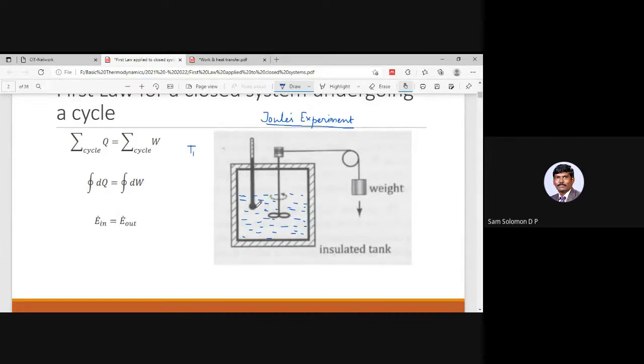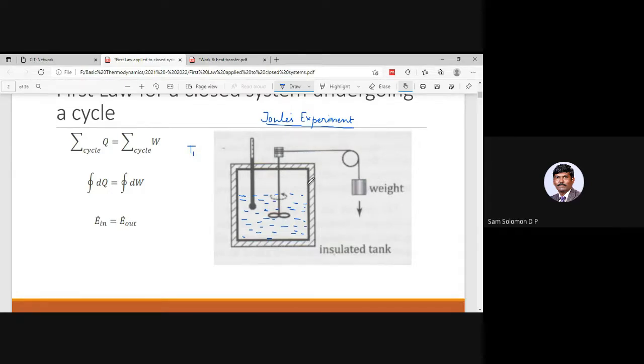There is a stirrer. There is a thermometer. It is a perfectly insulated tank. The initial temperature is measured as T1. Okay. Now what I do is, by dropping a weight, the stirrer is going to rotate. Or if I attach it to a motor, the stirrer is going to rotate, whatever may be the mechanism. I stir this fluid manually, or by attaching it to a motor, or by dropping a weight, by whatever mechanism. I'm going to stir the fluid inside this insulated tank.